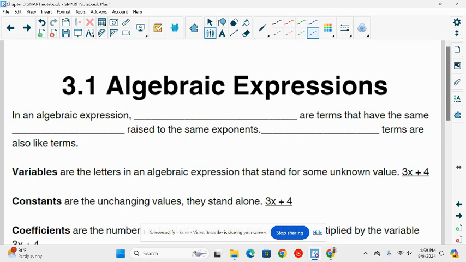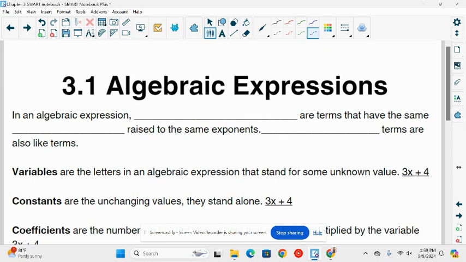So we're not necessarily solving or finding the value of something in an expression. When we're working with expressions, we're simplifying those expressions. Well, how do I simplify an expression? I have to combine like terms, and I have to get rid of parentheses. That's what we're going to talk about today: combining like terms.